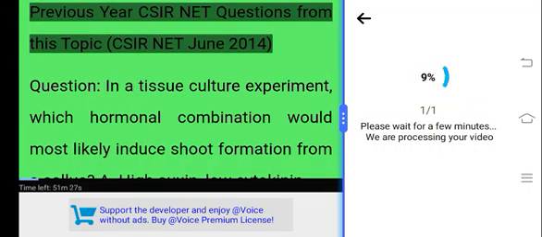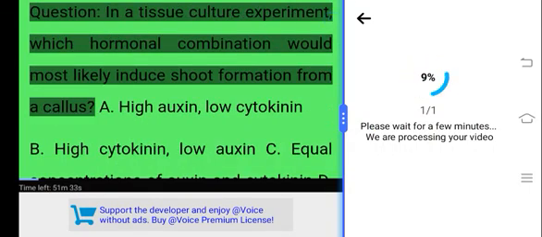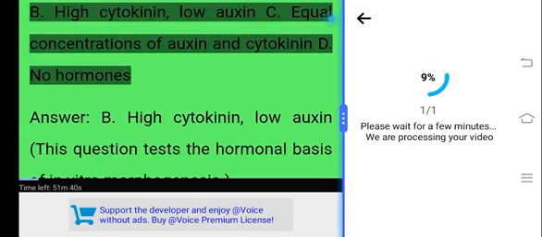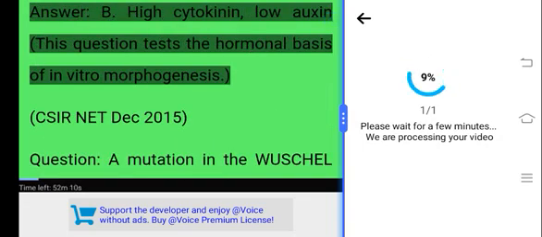CSIR NET June 2014. Question. In a tissue culture experiment, which hormonal combination would most likely induce shoot formation from a callus? A. High auxin, low cytokinin. B. High cytokinin, low auxin. C. Equal concentrations of auxin and cytokinin. D. No hormones. Answer. B. High cytokinin, low auxin. This question tests the hormonal basis of in vitro morphogenesis.